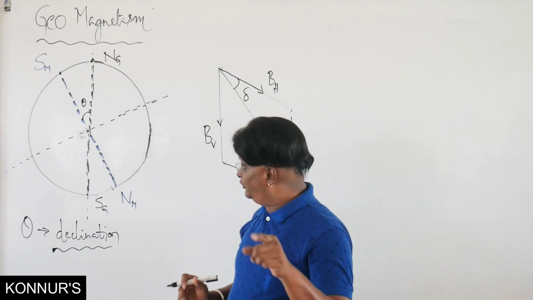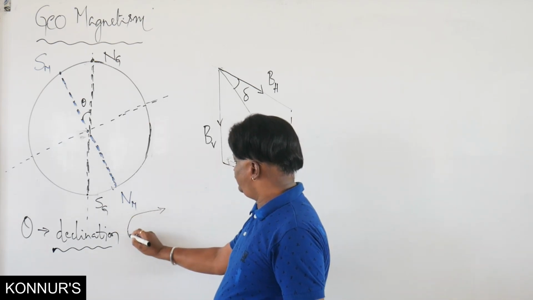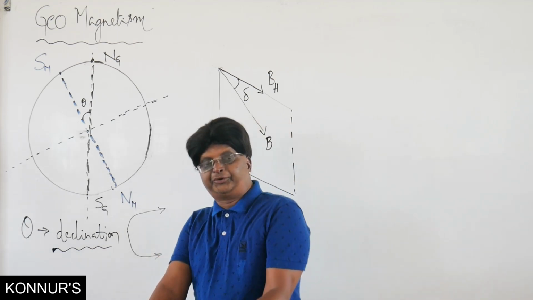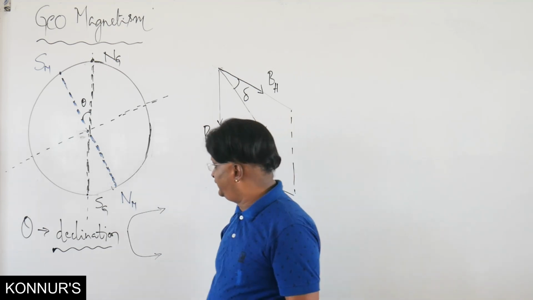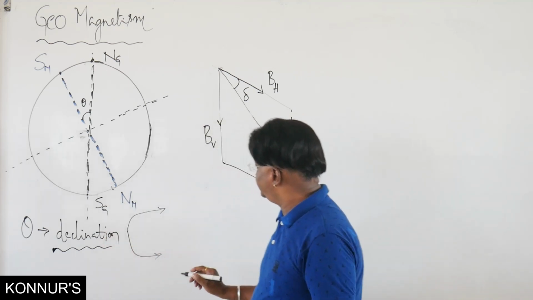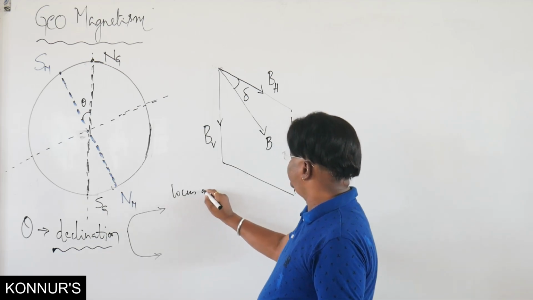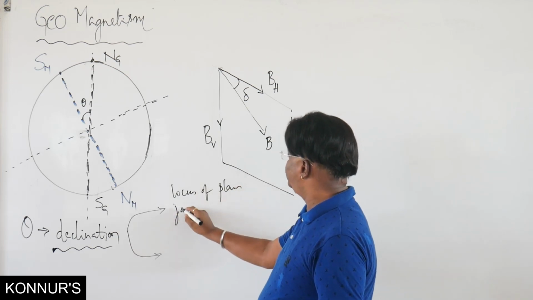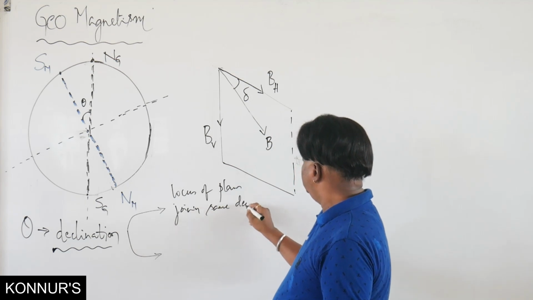Now, one more important point regarding declination is that we sometimes use what are called magnetic maps. With respect to magnetic maps, there are two important definitions, maybe for NEET and CET. When it comes to declination, it is the locus of points, the locus of places joining the same declination.